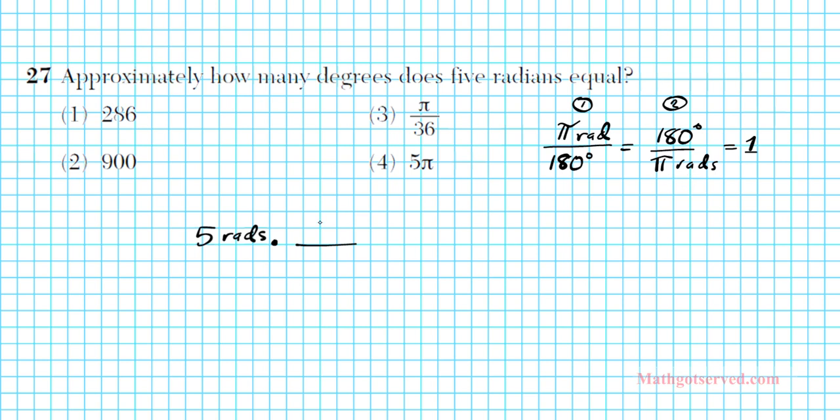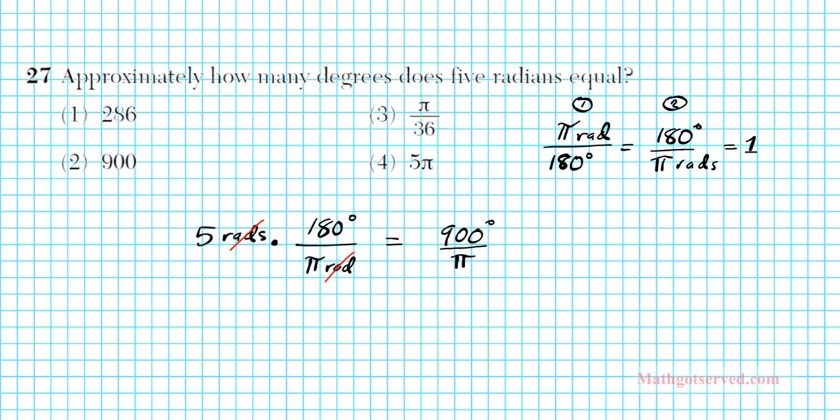I'm going to use this one, so I'm going to have 180 degrees over pi radians as my conversion. Notice what happens: these radians cancel out. And then we have 5 times 180, 900 degrees over pi. So that's our answer. Now, if you look at the options we have here, this is close, right? This is 900. But that's not the answer. It's a trap. So let's figure out what the answer is.